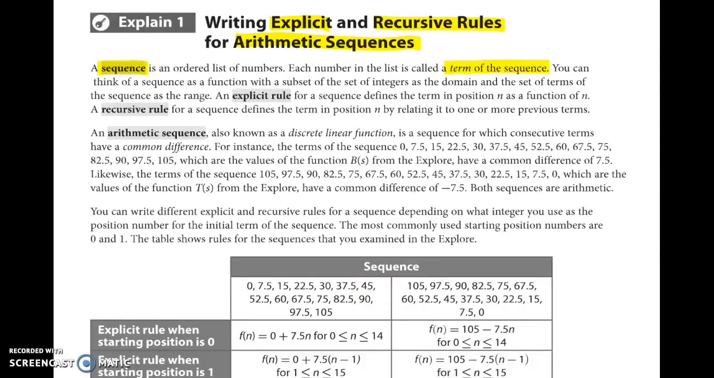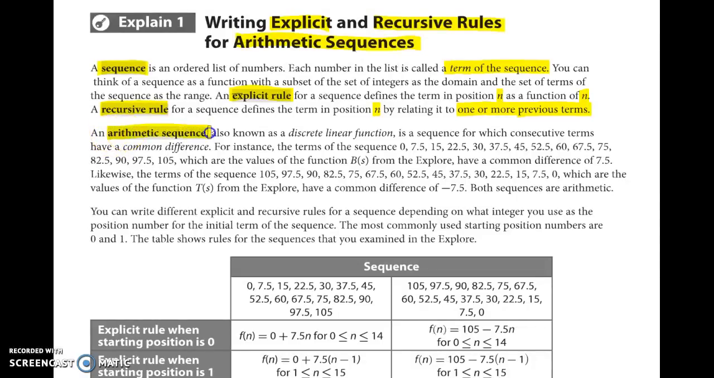For the explicit rule, an explicit rule for a sequence defines the term in position n as a function of n. A recursive rule for the sequence defines the term in position n by relating it to one or more previous terms. I'll show you what that looks like, but first let's look at what an arithmetic sequence is.